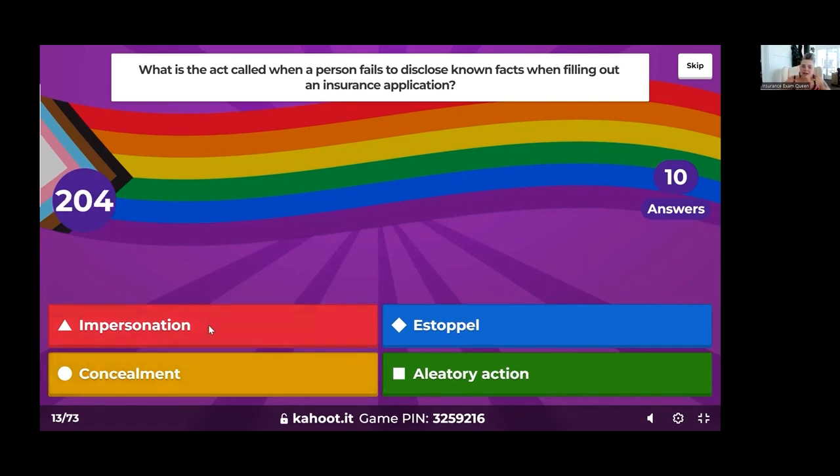Now, impersonation, they're just throwing that in there. That's not an insurance thing. We don't even talk about that. Estoppel is about waiving a right and trying to get it back, unrelated to this question. Aleatory is an unequal exchange. And this is something I want to point out to you too. A lot of times people will see impersonation and go, that's the right answer because I've never seen that word in my studies.